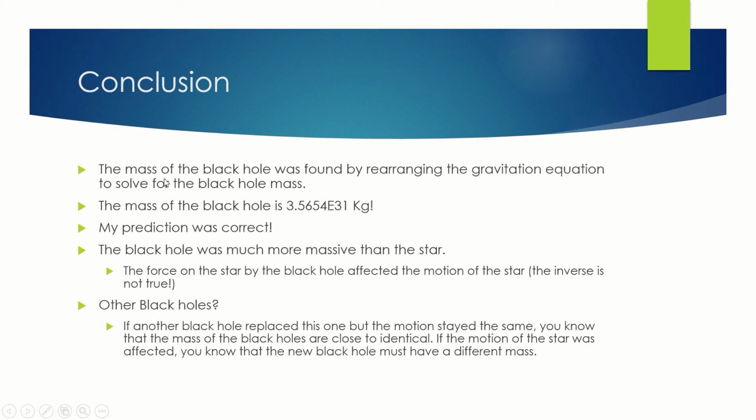So my conclusion is the mass of the black hole was found by rearranging the gravitation equation to solve for the mass of the black hole. So I ended up getting 3.565e31 kilograms, which was correct. So my prediction was correct. The black hole was much more massive than the star, and the force on the star by the black hole affected the motion of the star.